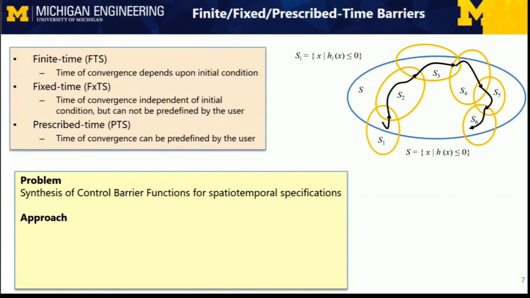which, however, depends on the initial condition that you started from. So this is a notion that has been developed in the literature for a while, and more recently, people started thinking whether there can be stronger notions of finite time stability, and they defined what is called fixed time stability, where essentially the time of convergence is independent of the initial condition, in the sense that it is upper bounded by a bound that does not depend on the initial condition, but cannot be predefined by the user. Prescribed time is an even stronger notion where the time of convergence can be arbitrarily defined by the user.